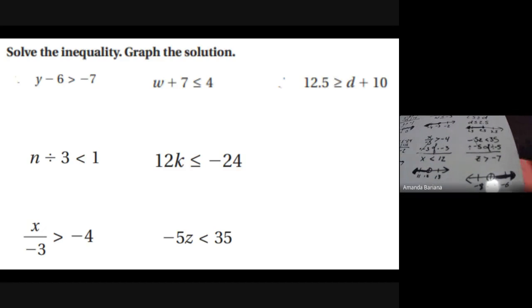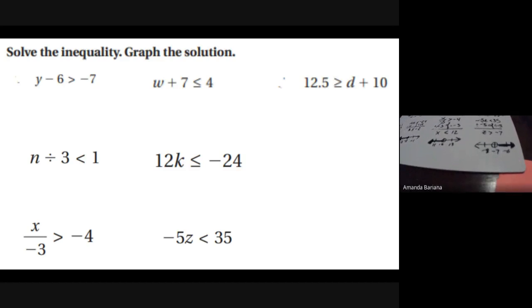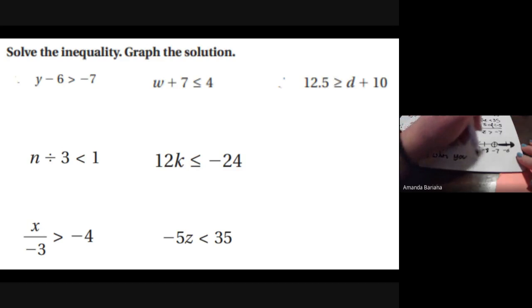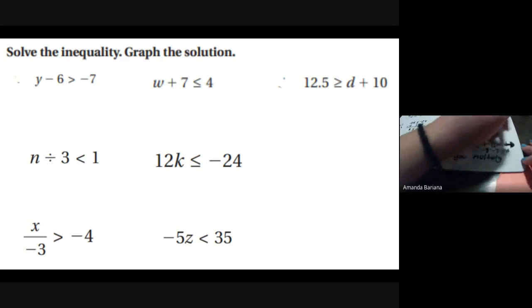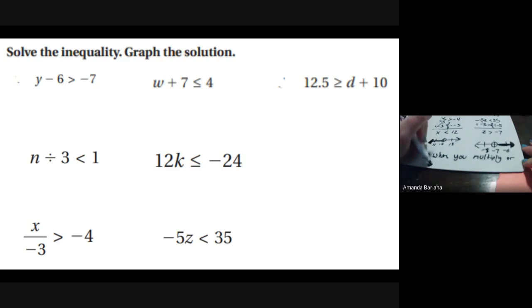So big takeaway from today, the main idea I want you to remember for today: when you multiply or divide by a negative, flip the symbol. Ran out of room.